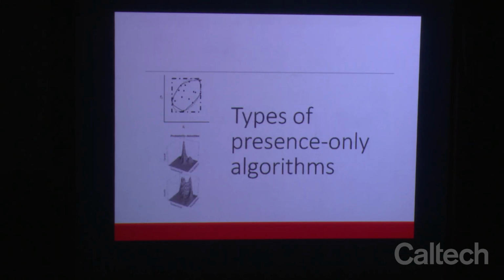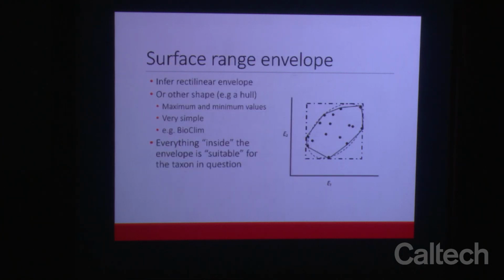I'm going to cover really quickly how people think about the modeling tools that are used. We can think about presence-only algorithms, which are very simple models that don't use anything about the background or absence points. They simply infer either an envelope rectilinearly or a hull, and this whole region of E-space is then used to project back into geographic space. So everything inside the envelope is suitable and everything outside is not.